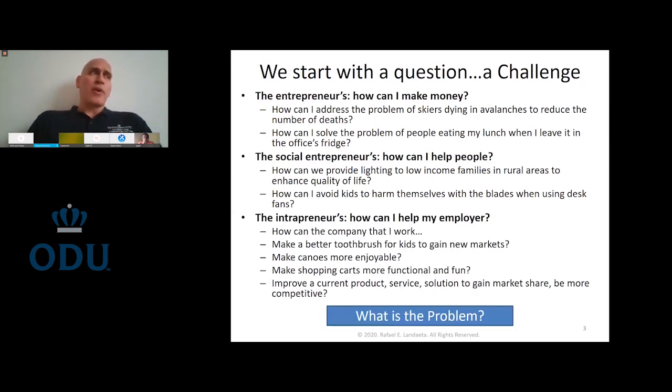So many of us have worked in organizations, and as part of our work, we have been tasked to solve problems and to perform the normal duties of our position. But many times we are given the opportunity to come up with something that can enhance the performance and capabilities of our employer. And that's what I mean by becoming an intrapreneur. So developing solutions to problems or potential problems to help our employers. How can I help my employer? How can the company that I work for make a better toothbrush, make canoes more enjoyable, make shopping carts better, or enhance the business so that they generate more revenues and have a healthier financial performance.